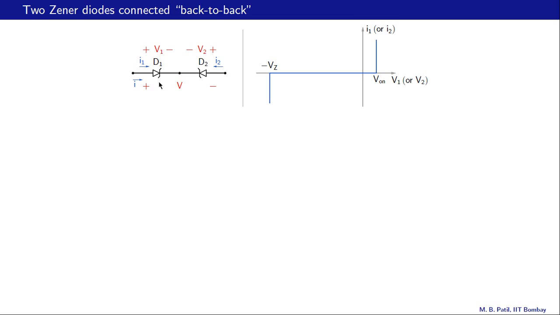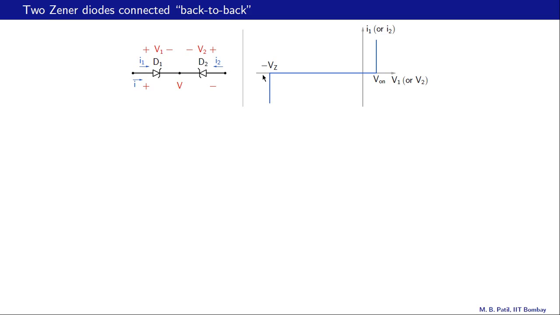And we will assume that for each of D1 and D2, we have the IV relationship shown in this graph. So this could be I1 versus V1, or it could be I2 versus V2. Remember, I2 has to point the other way, from P to N of D2, and V2 also has the opposite polarity as compared to D1.